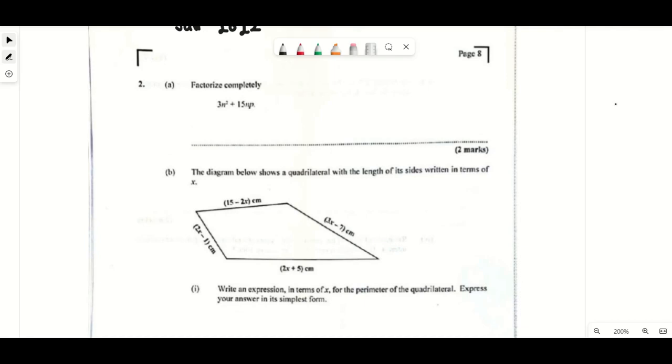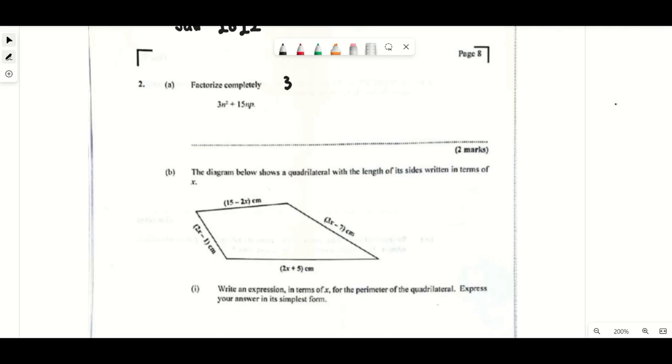So the first question is factorize completely 3n squared plus 15np. So when they say factorize completely, the first thing you have to ask yourself is, does each of the items in this have anything in common? Meaning, does 3n squared and 15np have anything in common? Let's use the numbers. Is there a number that could go into 3 and 15 at the same time? Yes. 3 could go into 3 and 3 could go into 15. So what do they have in common with 3 and 15? They have 3. So 3 is a factor of 3 and 15, right?